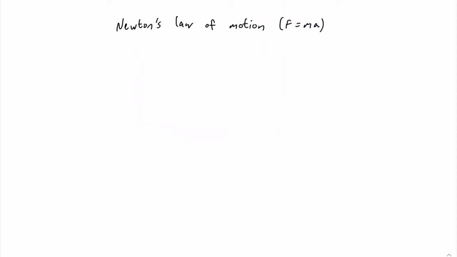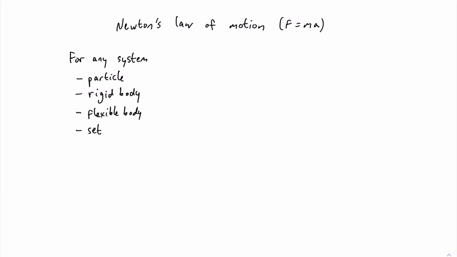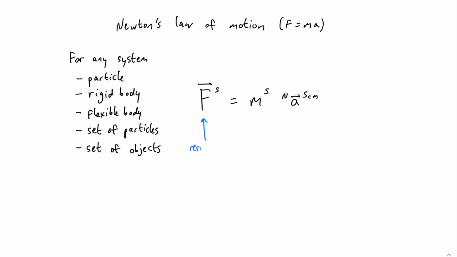Now we are ready to look at a general form of F equals ma. This equation is valid for any mechanical system, which includes a particle, a rigid body, a flexible body, a set of particles, and a set of objects. So here's the equation. The left-hand side is the resultant vector of all force vectors acting on the system.